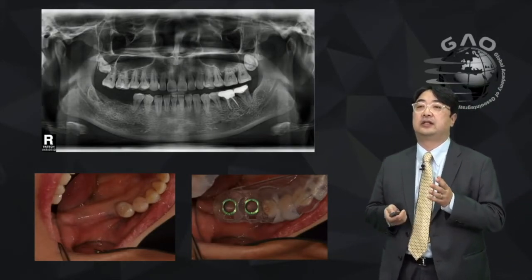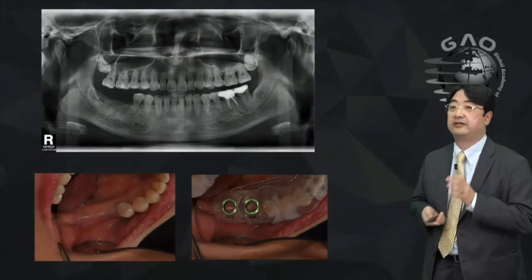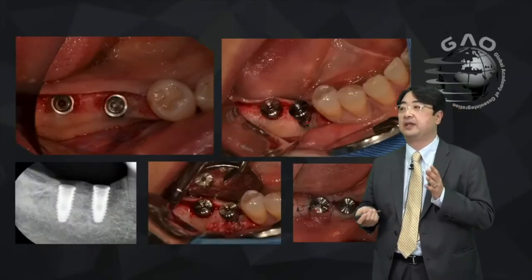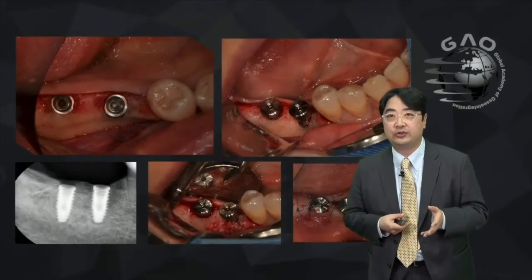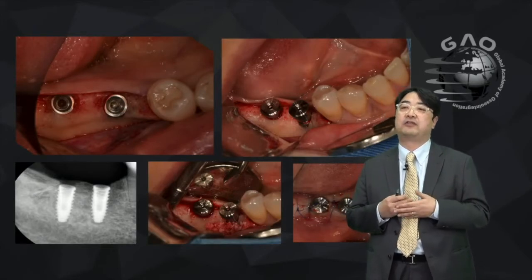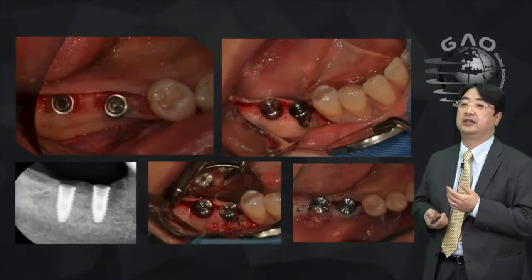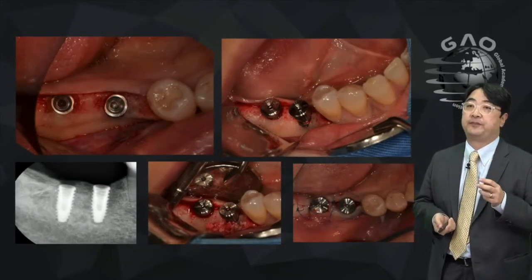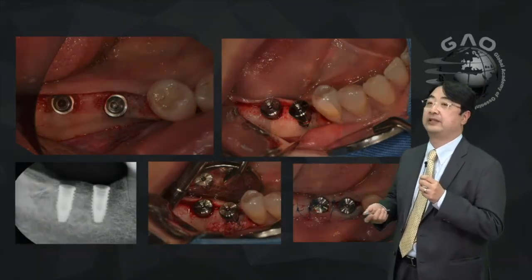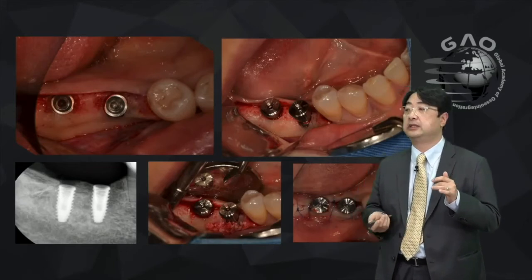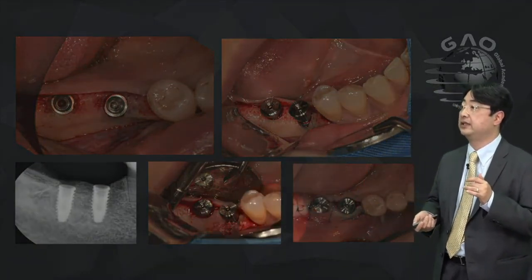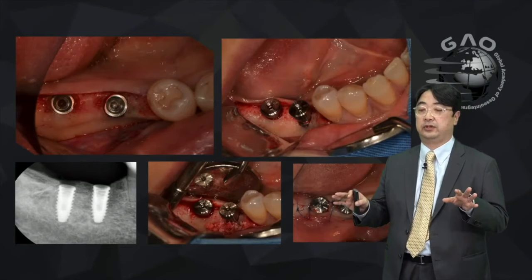So I did the guided surgery, like this, but I opened the flap because I knew from the beginning I was going to need bone graft. I was going to need GBR for this implant, right? Right after I placed the implant, I connected the In-Coat healing abutment. I did the bone graft on the buccal side and closed the wound.